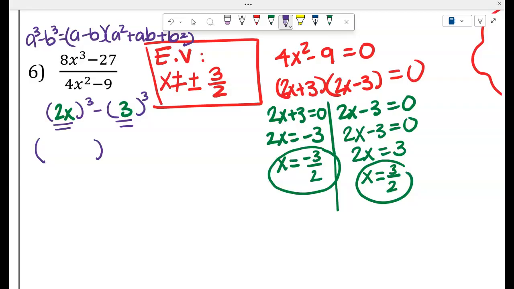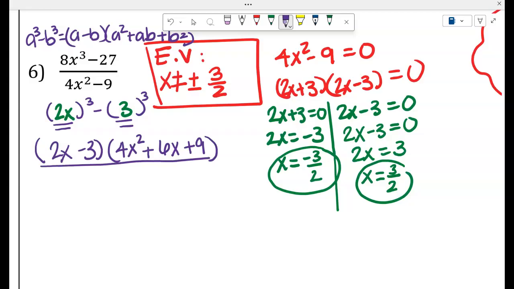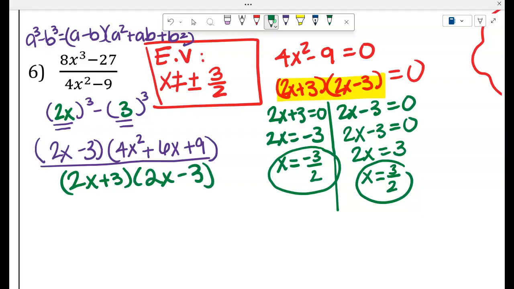So the factors on the top are 2x minus 3, and then a squared is going to be 4x squared, because 2x times 2x is 4x squared. And then plus a times b, 2x times 3 is going to be 6x. And then 3 squared is going to be 9. And then all over, remember, the denominator, we factor right there. So that's going to get written as 2x plus 3 times 2x minus 3.